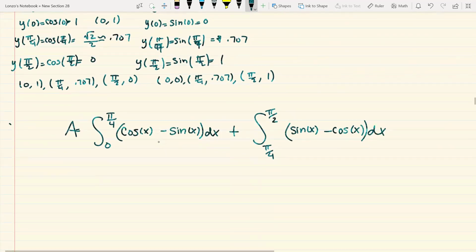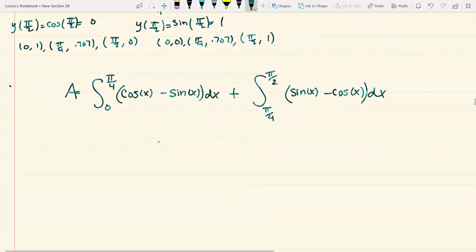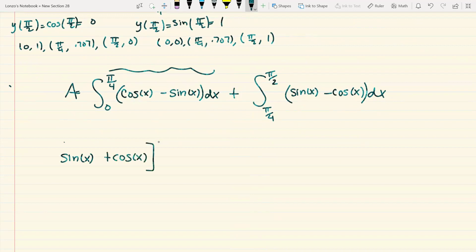Okay, now we just got to integrate. So let's do the first one right here. What is the integration of cosine of x? It is positive sin of x. What's the integration of negative sine of x? It becomes cosine of x. And we're evaluating the integral from 0 to pi fourths.